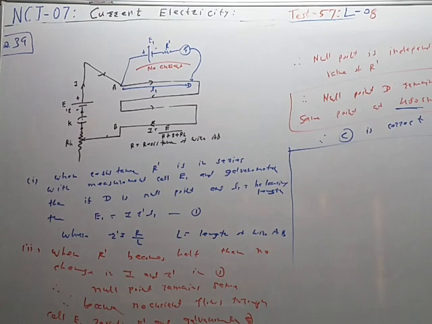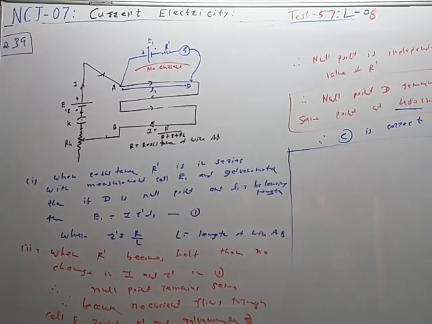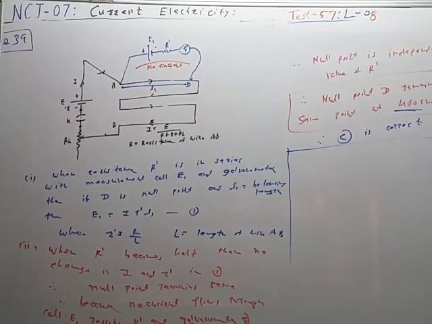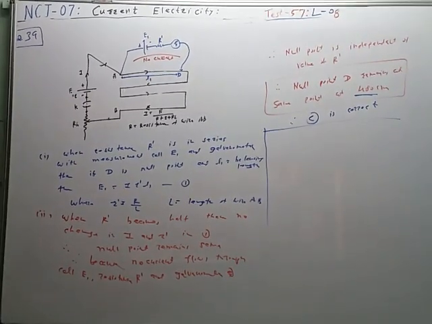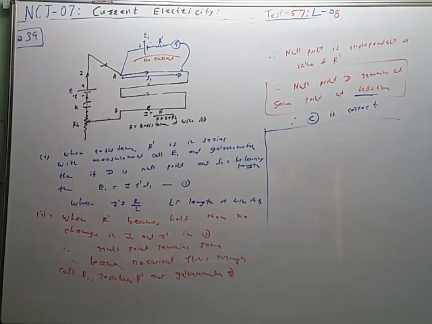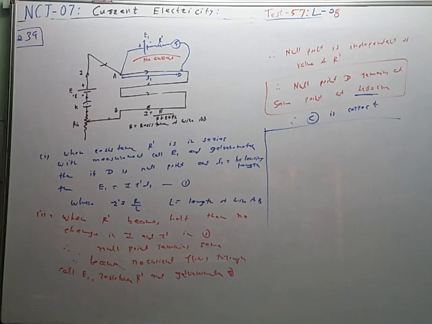So this is about question number 39. Now last question number 40, it is same as question number 20. So we have taken these two problems together. So here the paper is complete. Test number 57 related with the current electricity is complete.